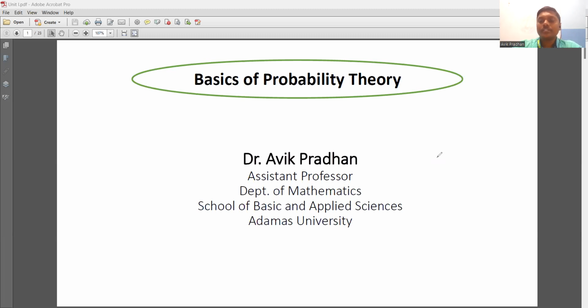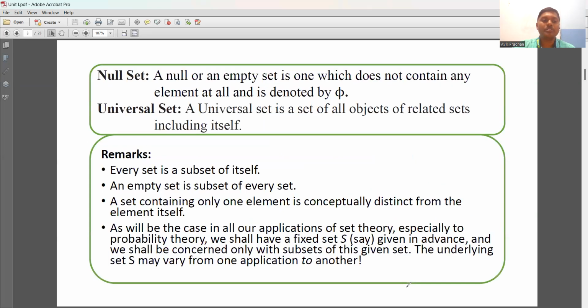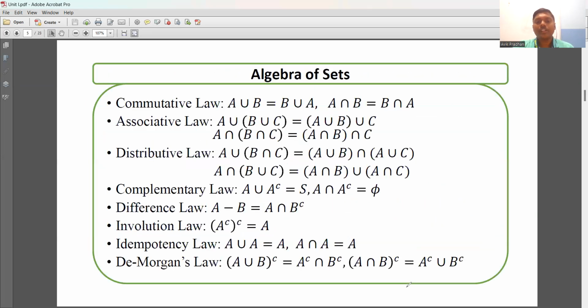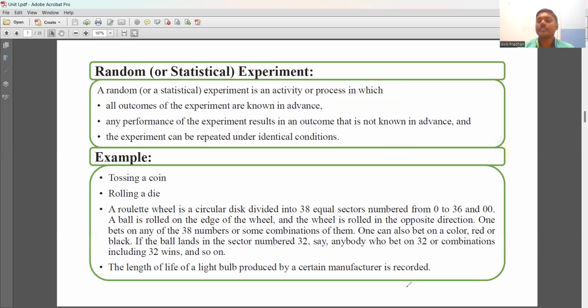So, in this lecture series, we are talking about the basic probability theory. In the last two lectures, we have talked about the set theory, basic definitions, operations on sets, and then algebras of sets, and we talked about the definition of the sigma.